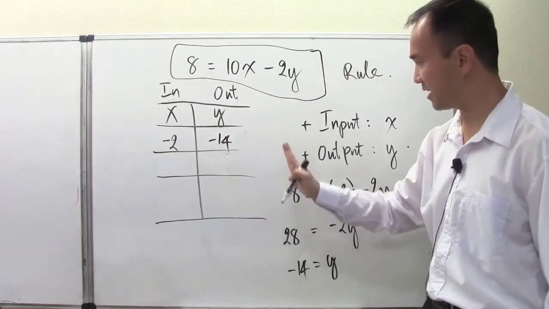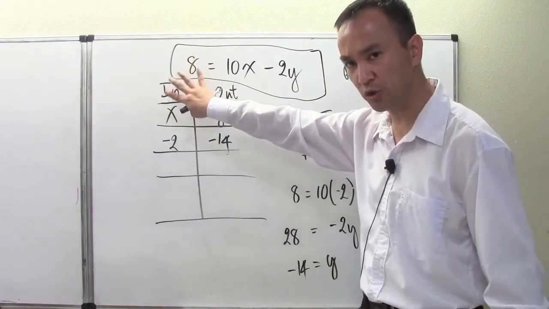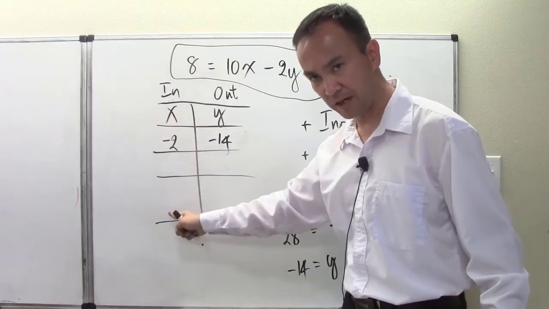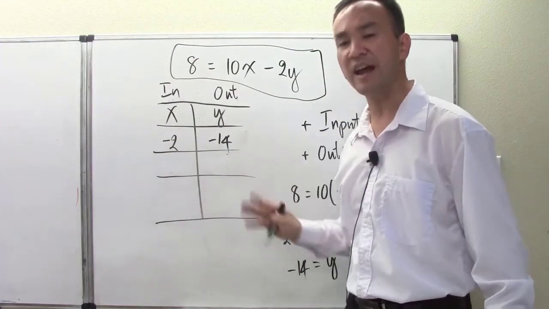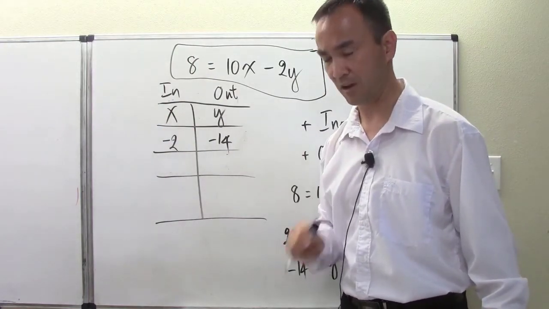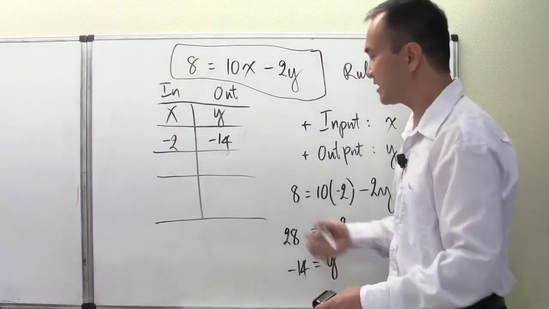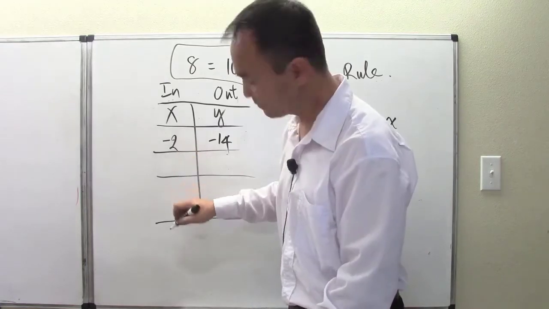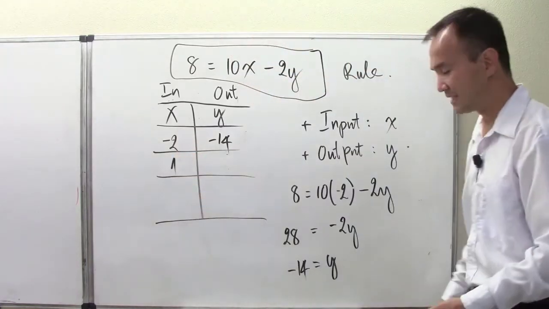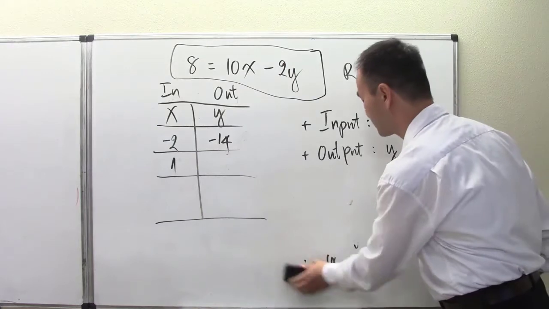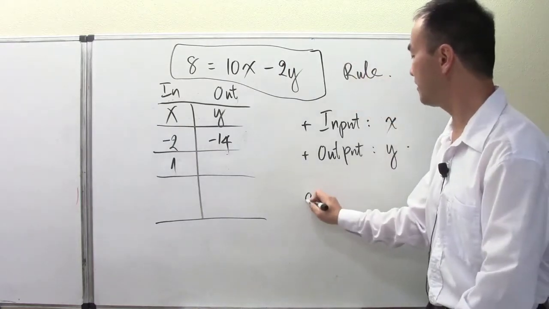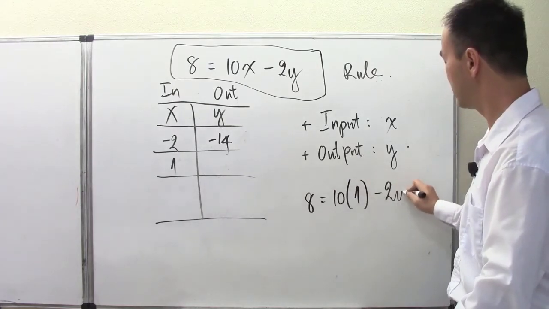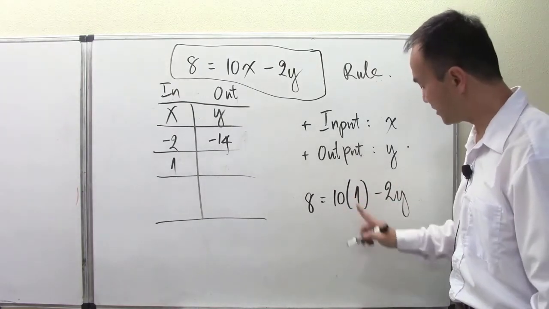That's why if we decide these two variables switch roles, then we always have to start with the independent inputs, and then we calculate the outputs accordingly. Okay. Similarly, let's come up with x equals positive 1. So 8 equals 10 times positive 1 minus 2y. 10 times positive 1 is a positive 10.